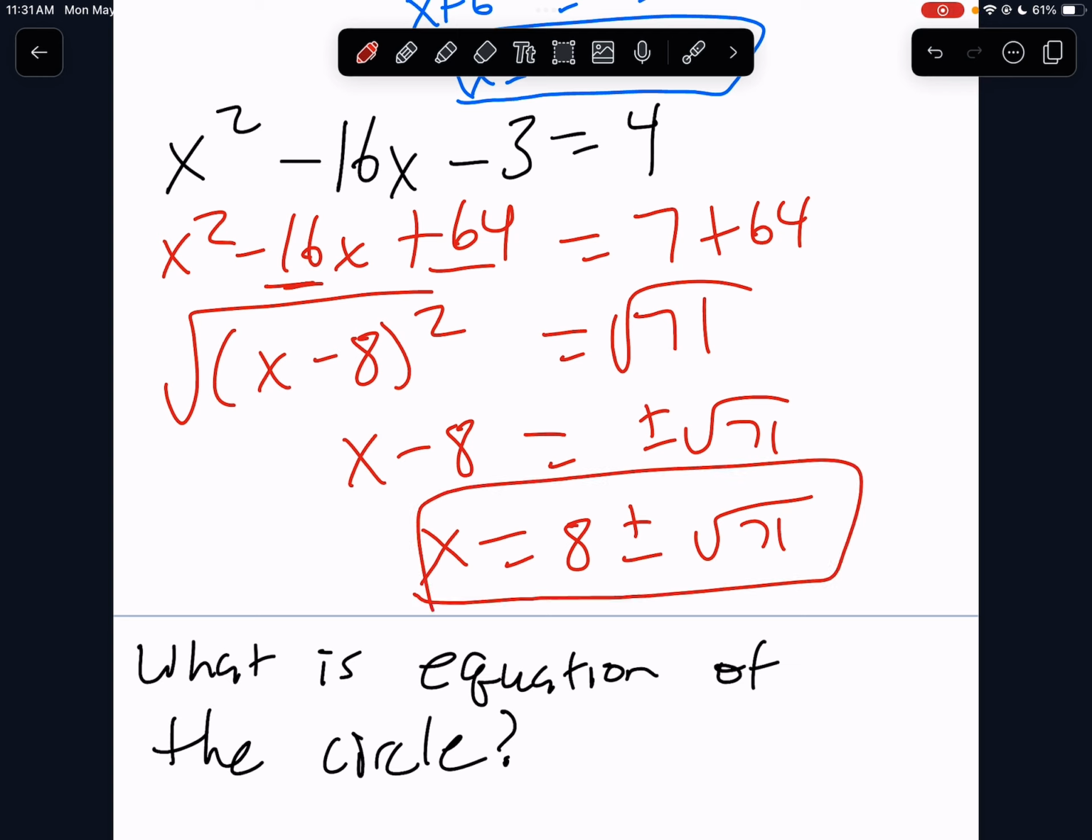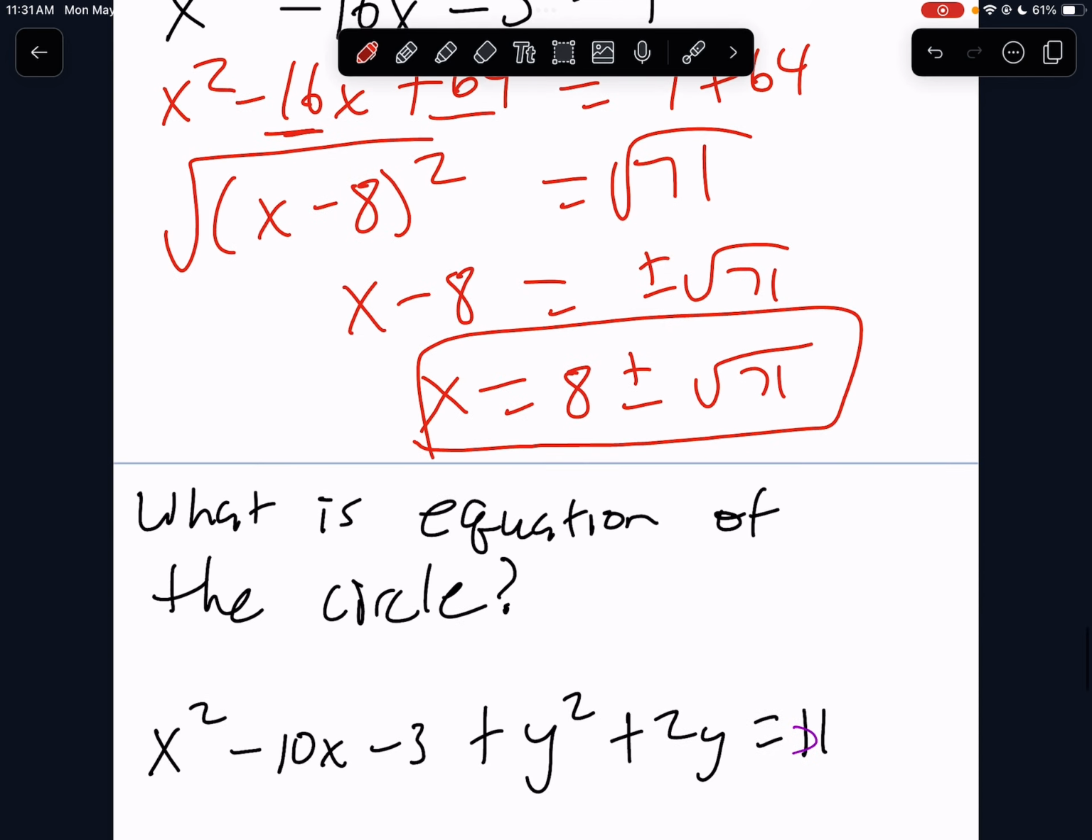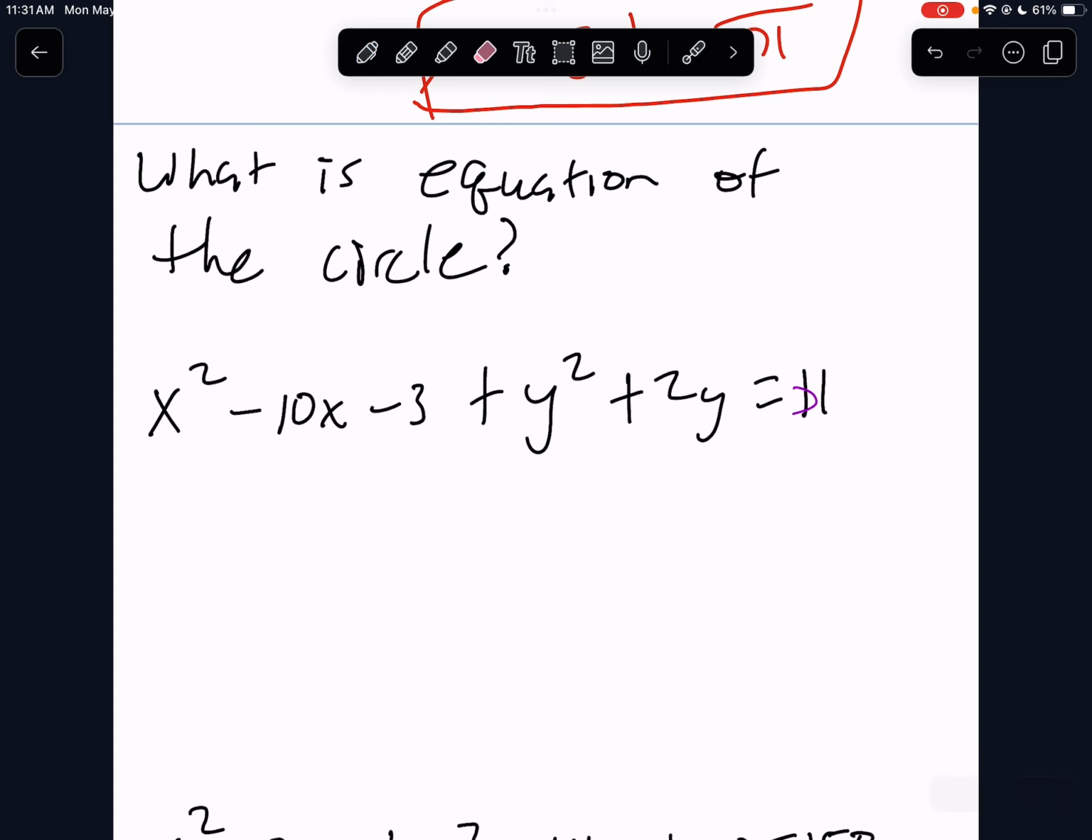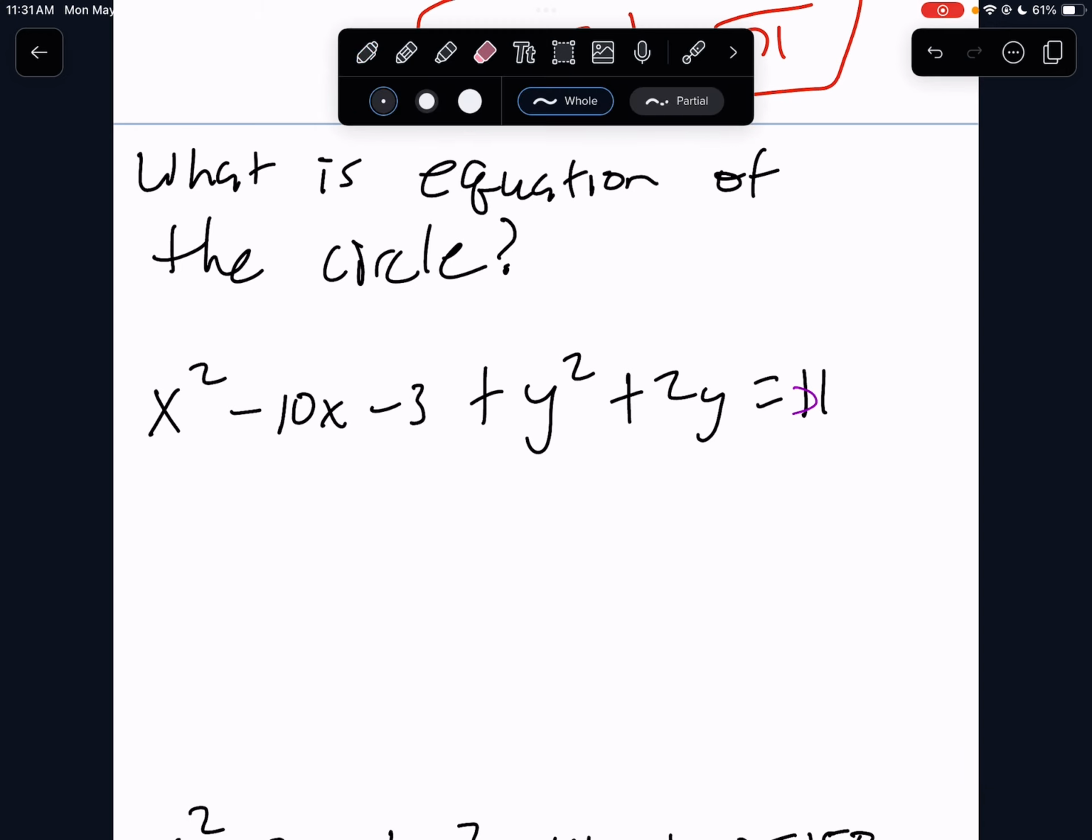Great work, team. All right, one more situation. What about writing the equation of a circle using this skill? So that could be pretty hard. I don't know. There should be a little purple thing there.